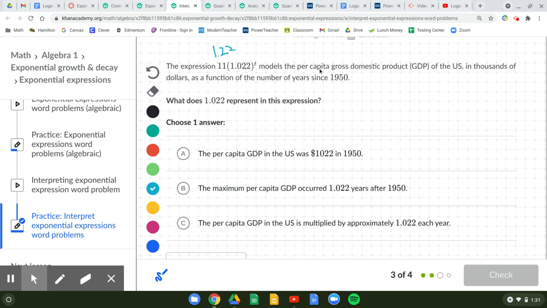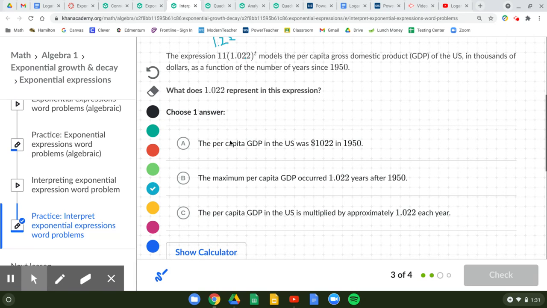So this models the gross domestic product of the U.S. in thousands of dollars as a function of the number of years since 1950. So every year, in this problem, t is a year, the GDP, the gross domestic product, increases by 2.2%. So what does that represent?